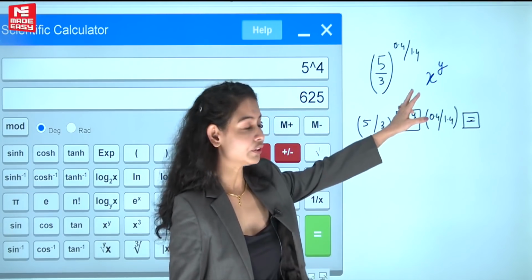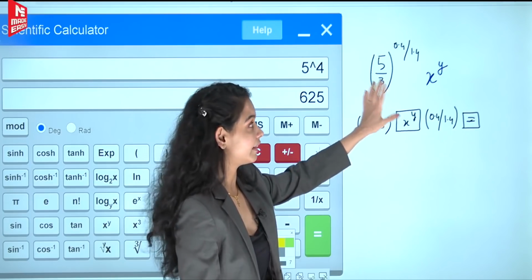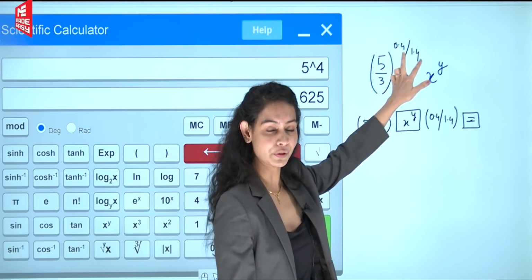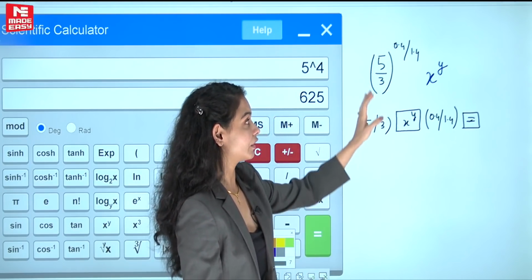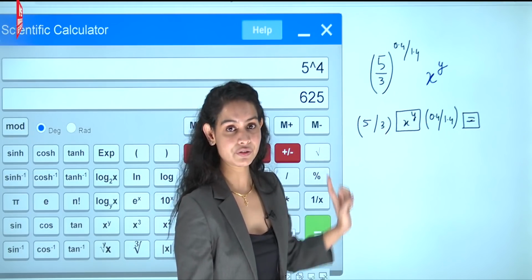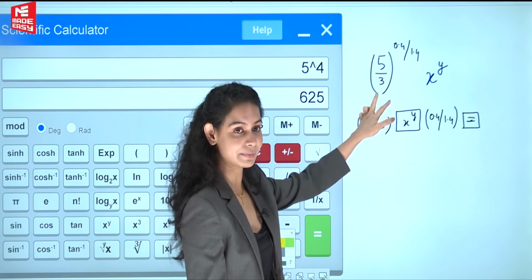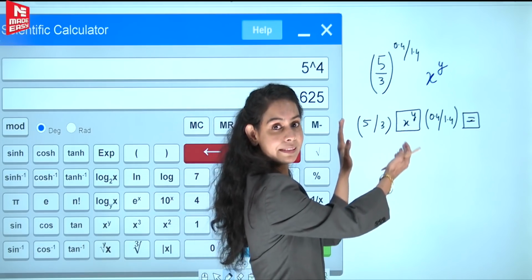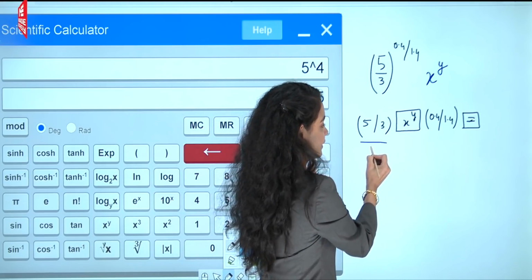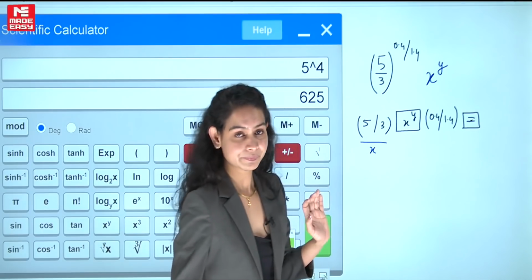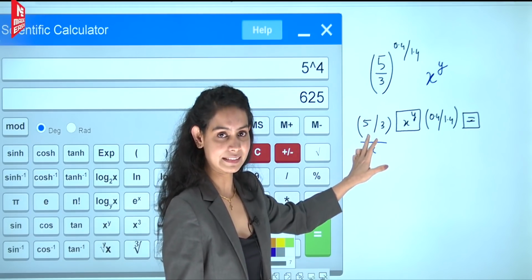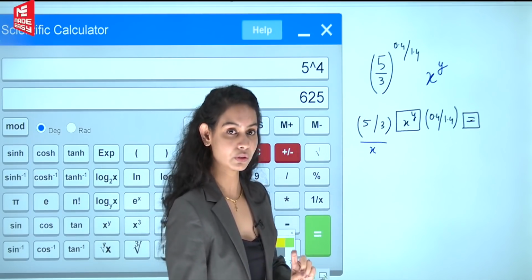Now here the value of x is 5 by 3. The value of y is again in fraction, which is 0.4 divided by 1.4. To perform this, you have to enter the value of x first. The value of x is 5 by 3. To start this, you need to open the brackets first. So 5 by 3, this is your value of x. So open the brackets, enter 5 divided by 3, close the bracket.